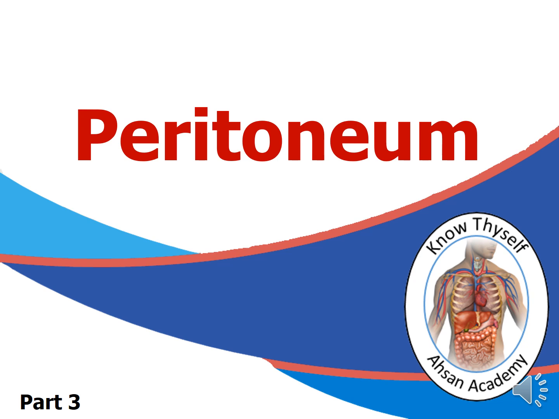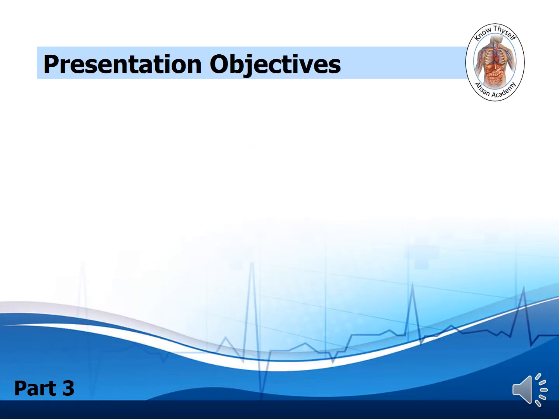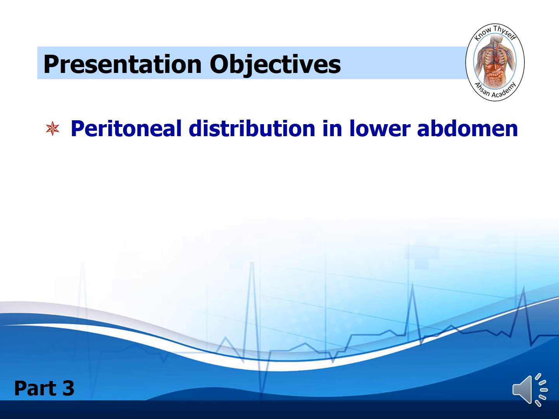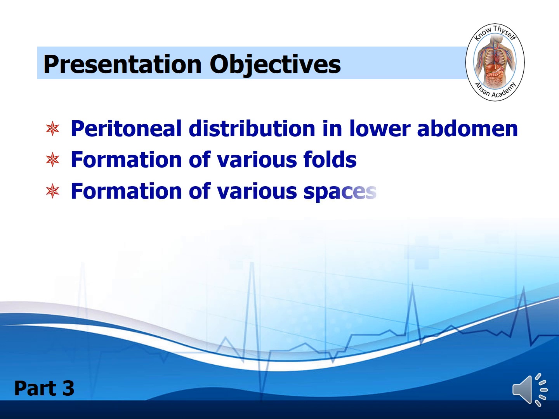This is the third part of the series of presentations. This part includes the peritoneal distribution in the lower abdomen, the various folds found here, and the various spaces that are trapped in this peritoneal cavity, and at every stage there will be clinical correlation.